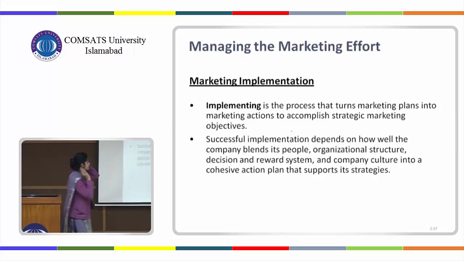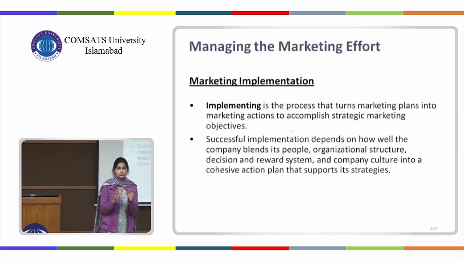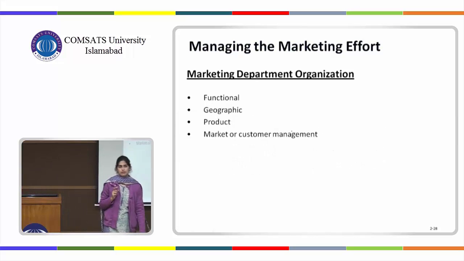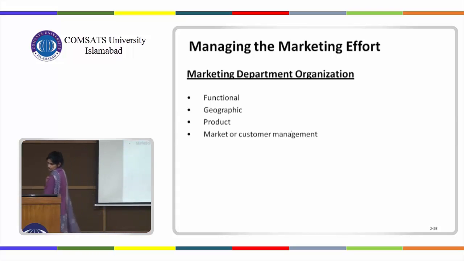Marketing implementation. So implementation is what? It is the process that turns marketing plans into marketing action. So जो आपने plans बनाए थे जब उनके लिए, when you perform those and you actually try to implement those, is implementation of the strategic marketing objectives. Now you may organize your marketing department based on function, based on geographics, based on product, based on market, or customer management.